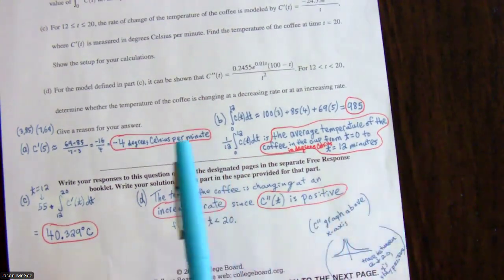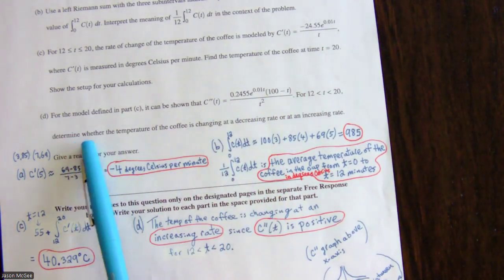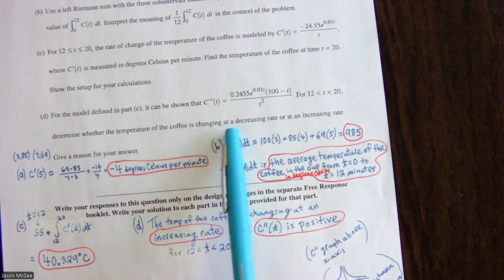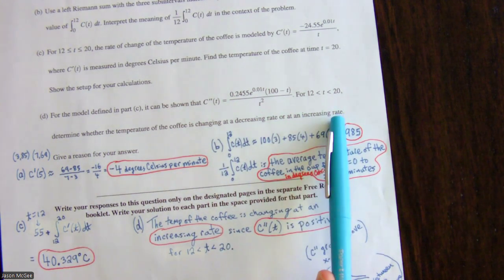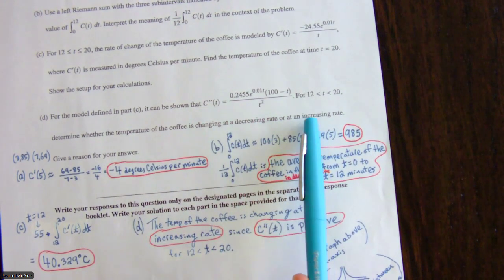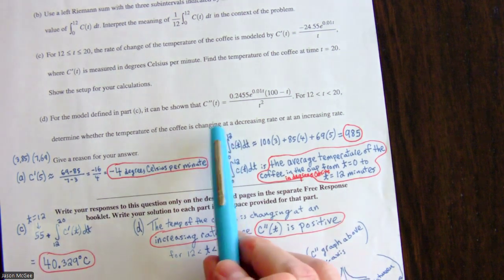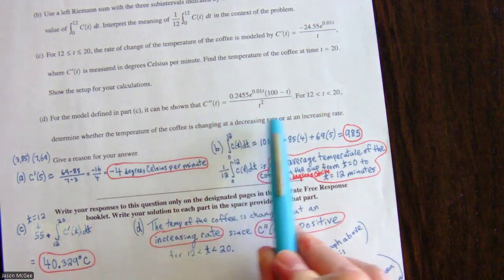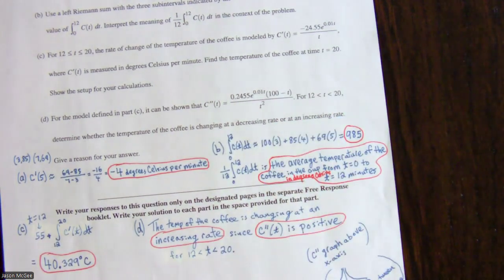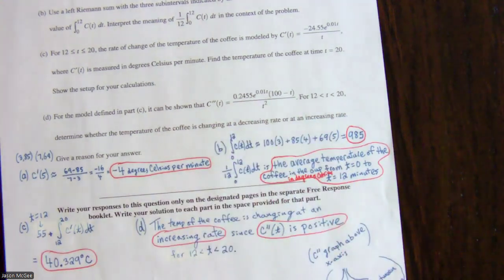All right, and then letter D is a little bit tricky, but you gotta make sure you're thinking about this right. It gives us this second derivative, and it says determine whether the temperature of the coffee is changing at a decreasing rate or an increasing rate. Now notice the key phrase is decreasing rate and increasing rate. It doesn't say determine whether the temperature of the coffee is decreasing or increasing. It says is the rate of that temperature decreasing or increasing. So the rate is automatically a first derivative. And so we're essentially trying to figure out if the first derivative is increasing or decreasing.